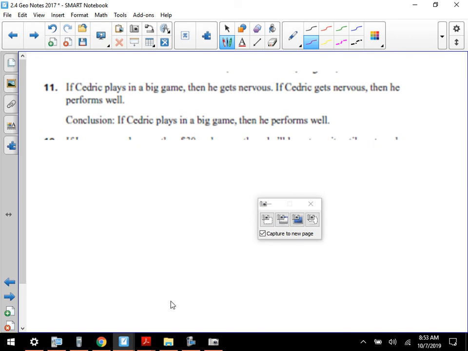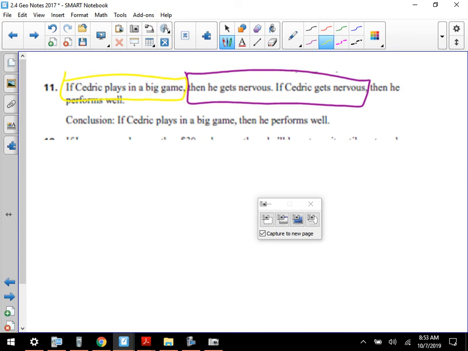It's all right. Now, when you read it, what's repeated? Is there a repeated portion here? The nervousness. Since that part is repeated, it ends the first sentence and it starts the second sentence. When that happens, you wind up with, if he plays in the big game, which is what we had here, then he performs well, which is what was right here as well.